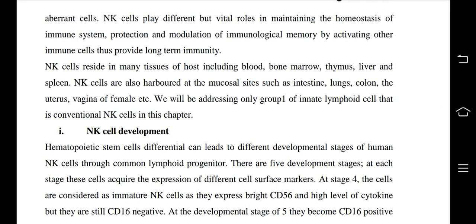NK cells play different but vital roles in maintaining the homeostasis of the immune system, protection and modulation of immunological memory by activating other immune cells, thus providing long-term immunity. NK cells reside in many tissues of the host including blood, bone marrow, thymus, liver and spleen. NK cells are also harbored at mucosal sites such as intestine, lungs, colon and uterus, vagina, etc. We will be addressing only group 1 of innate lymphoid cells, that is conventional NK cells, in this chapter.